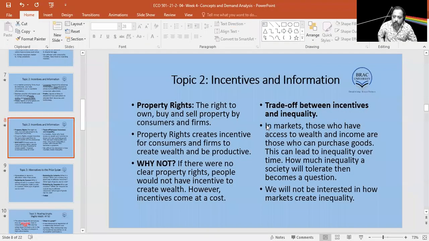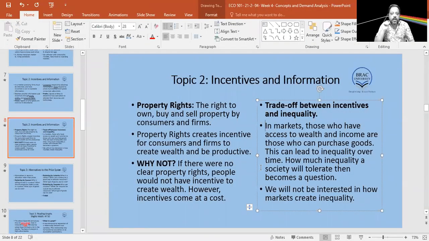Now, we've agreed that that's a fair outcome. What problem can happen over time is that the incentives come at a cost. How? In a market, those who have access to wealth and income are those who can purchase goods. On paper, from a neutral point of view, this is absolutely fantastic. But over time, what happens?